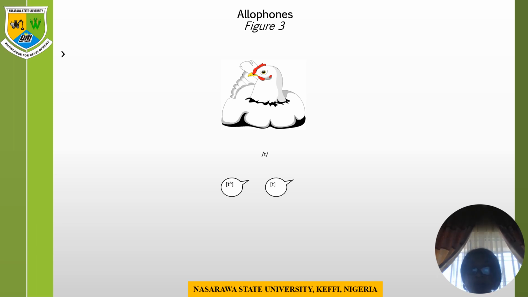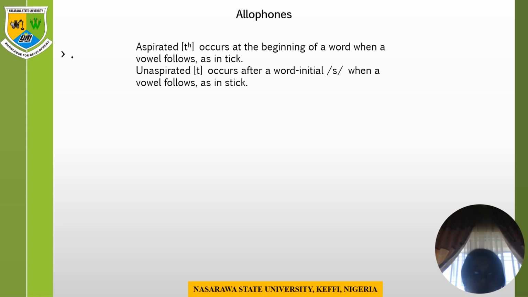Here, I've used a hen to represent a phoneme and its two cheeks to represent the allophones. The first one on the left is aspirated T, and the one on the right is non-aspirated T. Now, aspirated T occurs at the beginning of a word when a vowel follows, as in tick. Unaspirated T occurs after a word-initial S when a vowel follows, as in stick. So there is no aspiration.